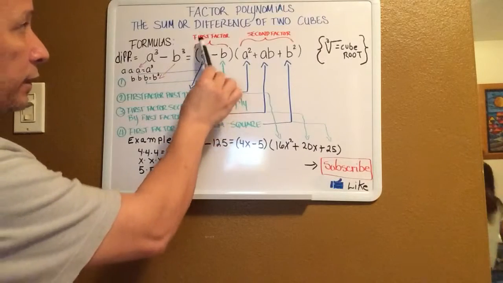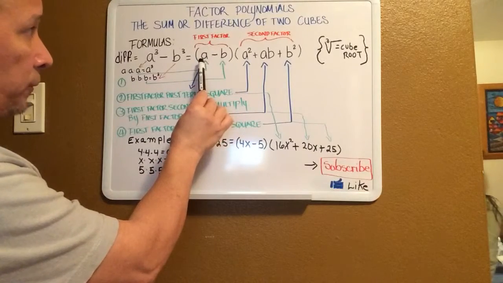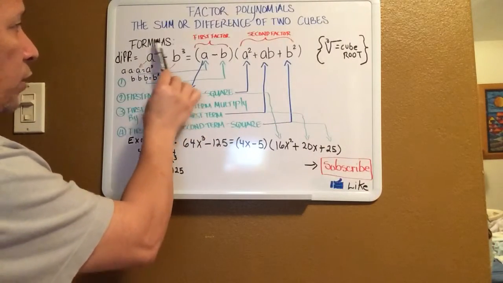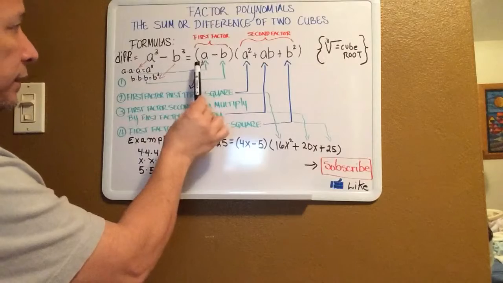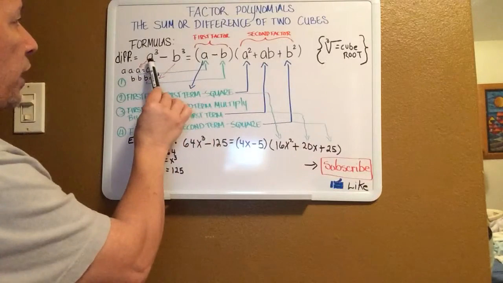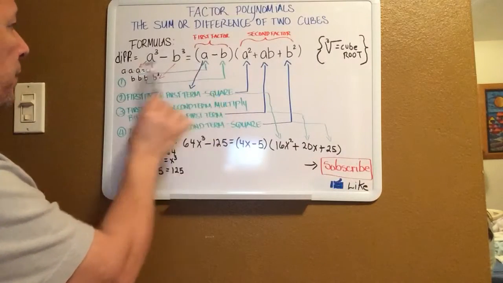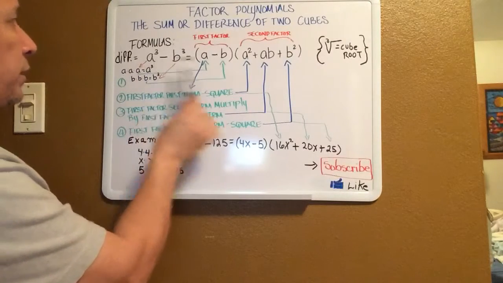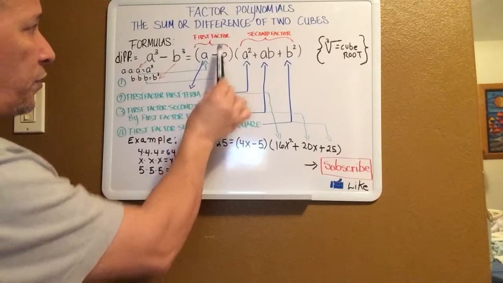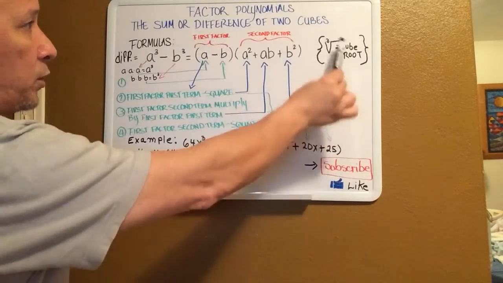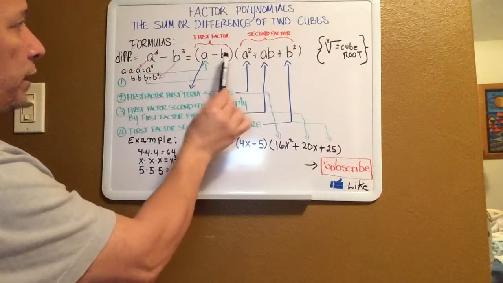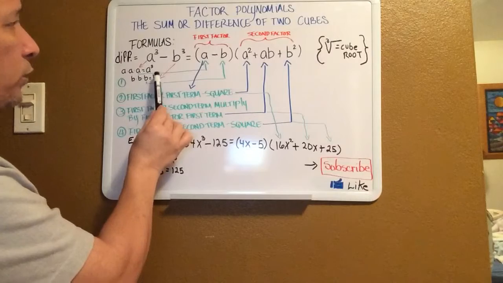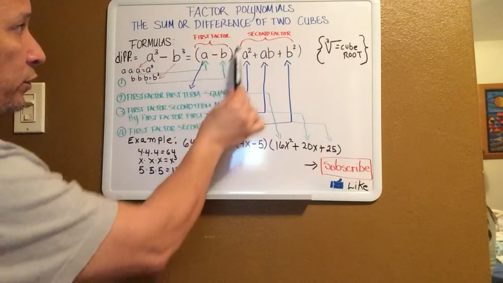Okay, to get the first term of the first factor, we have to take the cube root of our first term. In this case, the cube root of a to the third is a, because a times a times a equals a to the third. To get the second term of the first factor, using the same logic, take the cube root of b to the third, and we get b, because b times b times b equals b to the third. Now we get our first factor.